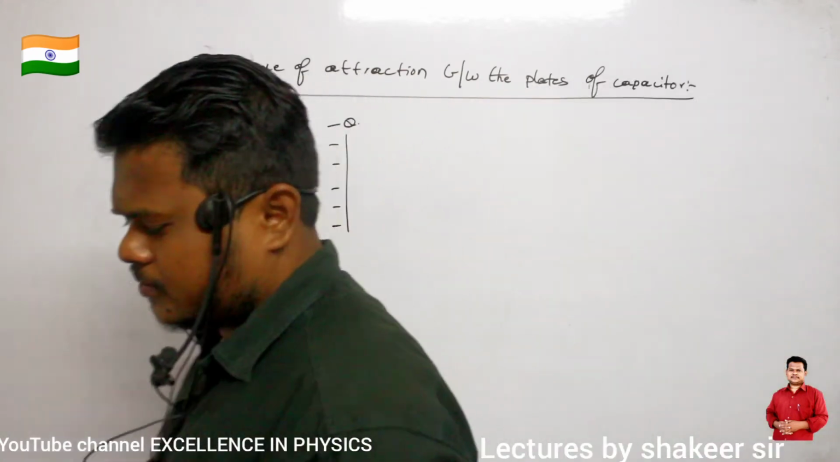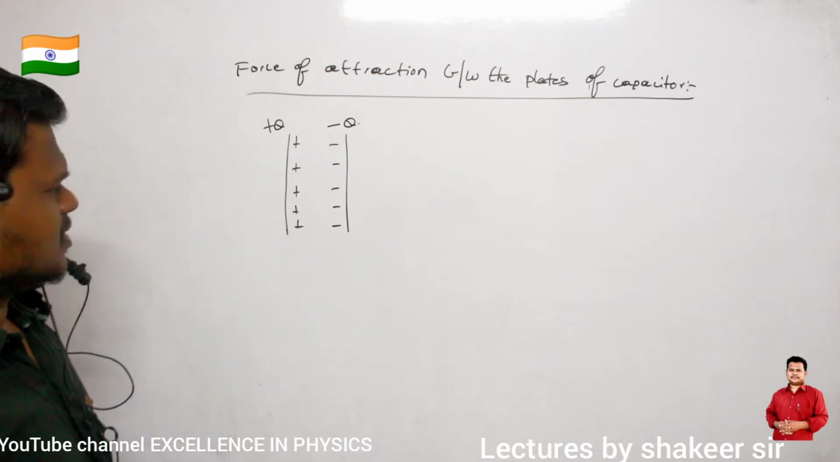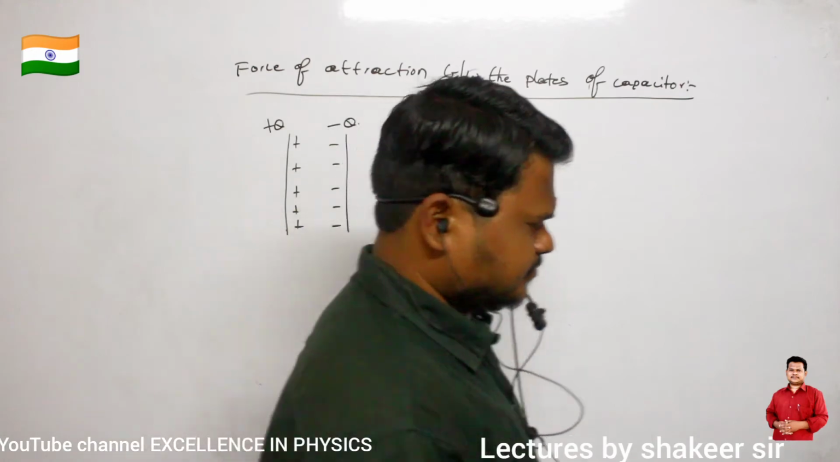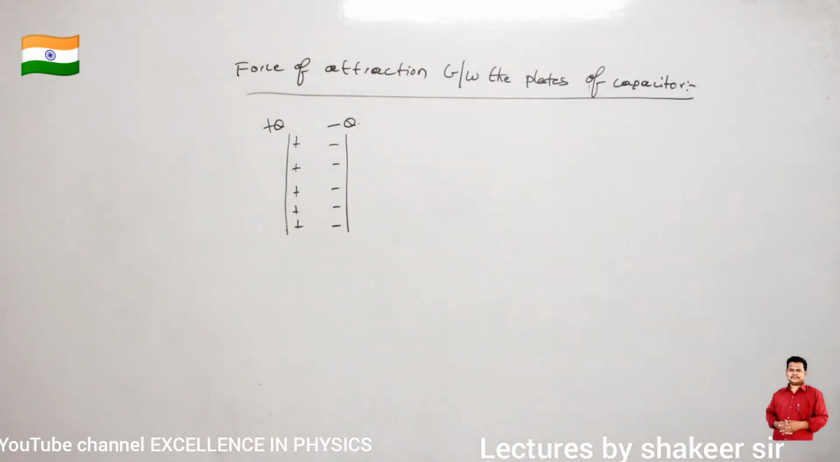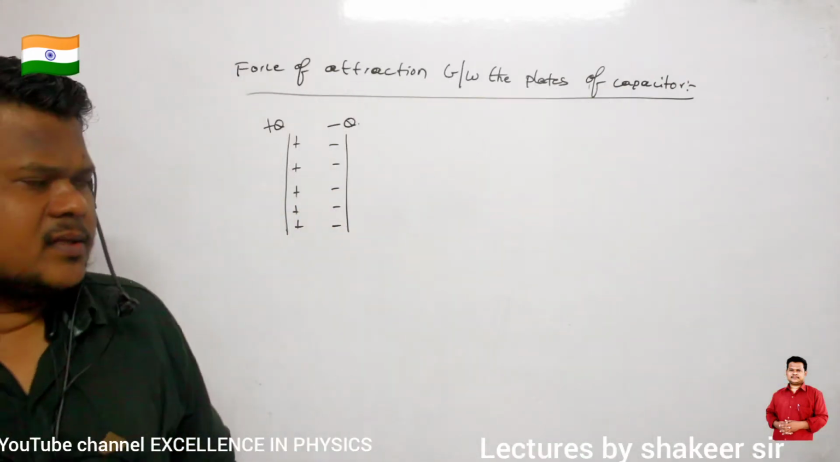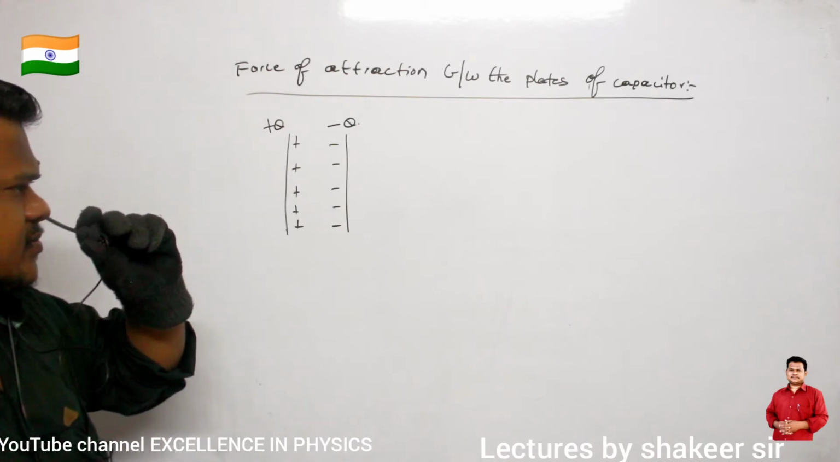Can you say how I can calculate it? Try to use your previous knowledge. How can I calculate the force of attraction between these two plates? Let the area of the plates be A. Then how can I calculate the force of attraction existing between these two plates?